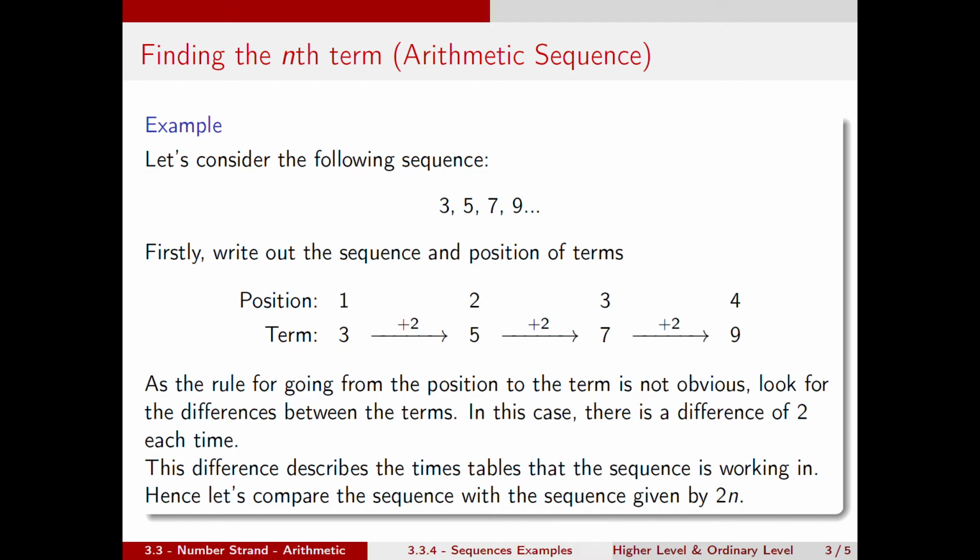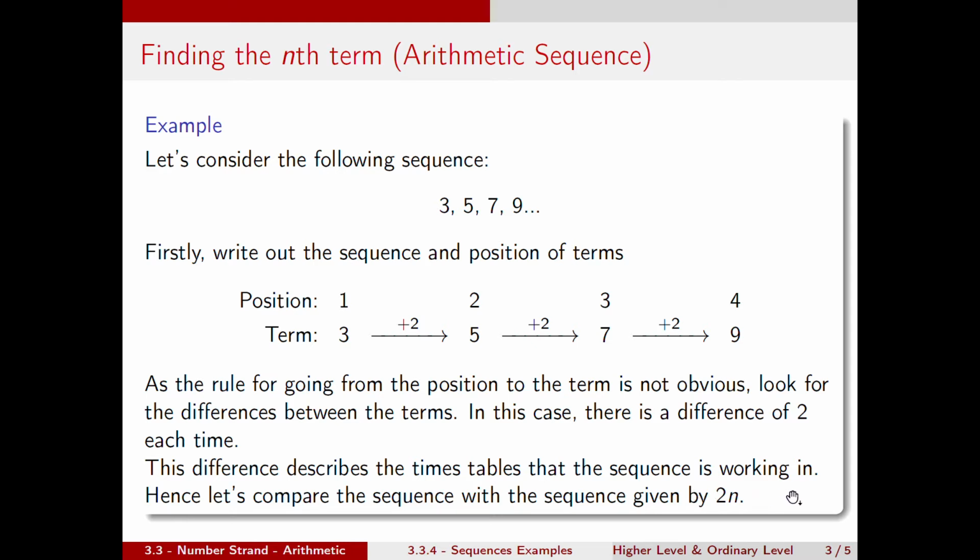As the rule for going from the position to the term is not obvious, we look for the difference between the terms. In this case there is a difference of 2 each time. The reason we're doing this is it's not quite clear how to come up with a formula straight away that tells us generally what term goes in each position. So this difference of +2 describes the times tables that the sequence is working in.